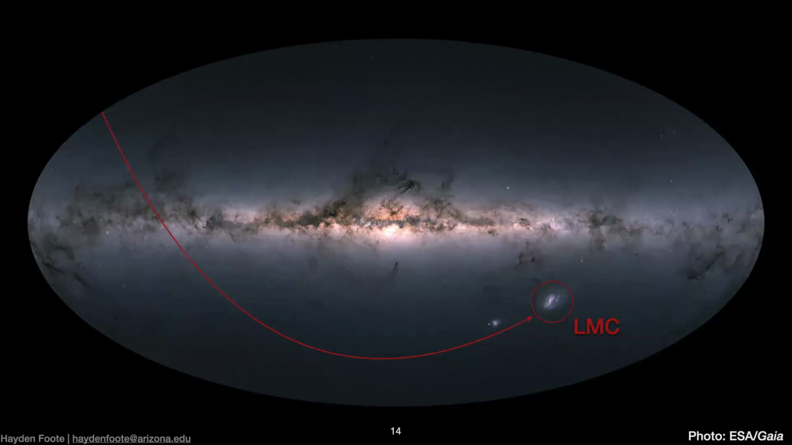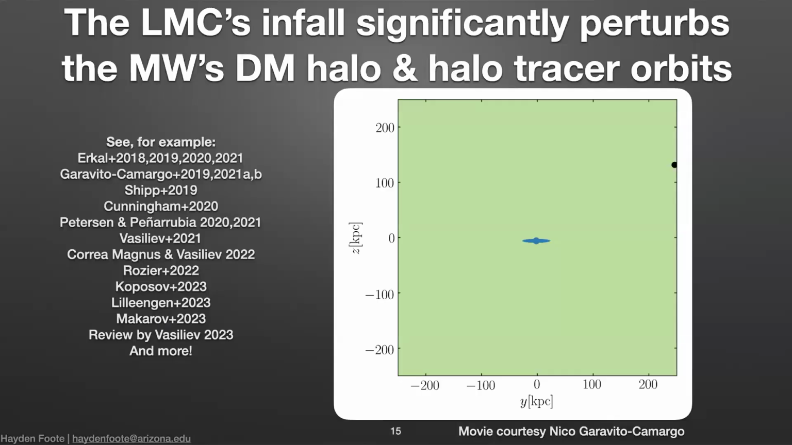Cool. It's been pretty well established at this point that the infall of the LMC to the Milky Way messes up the shape of the Milky Way's dark matter halo to a fairly large extent. One example of these full n-body simulations of the interaction between the Milky Way and the LMC was done by Nico Garavito Camargo. What I'm going to show you here is the change in density in the Milky Way's dark matter with respect to the initial conditions as the LMC falls in.